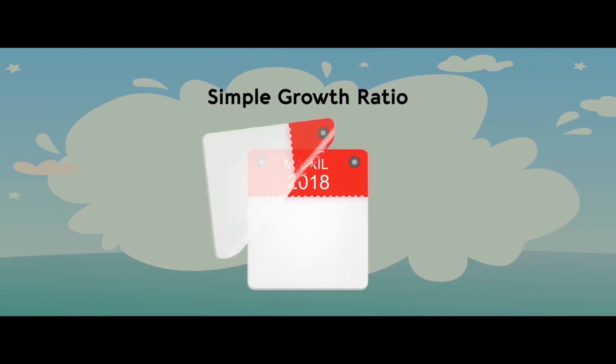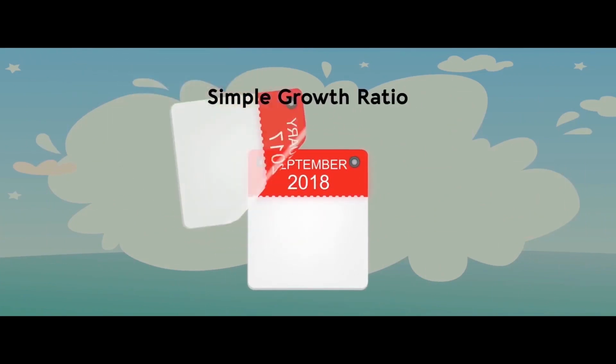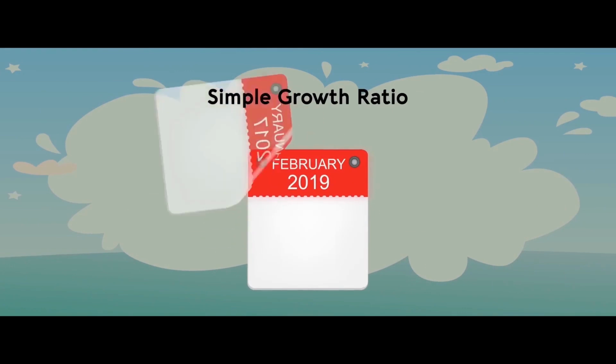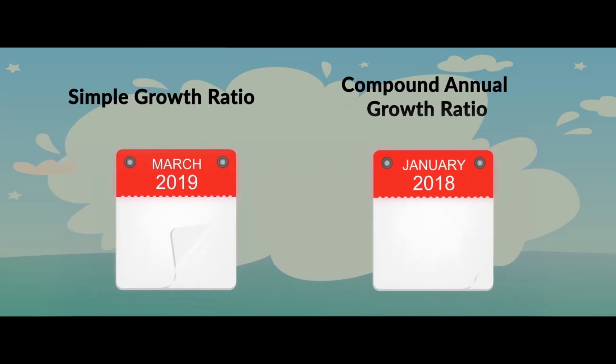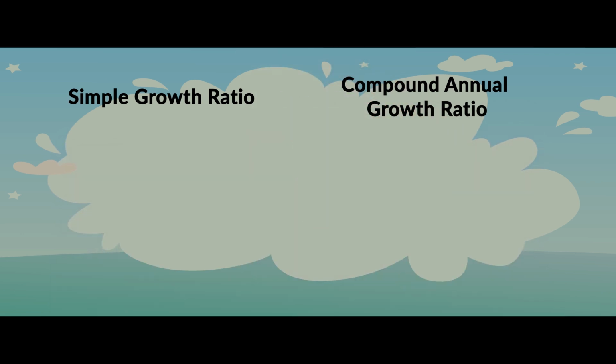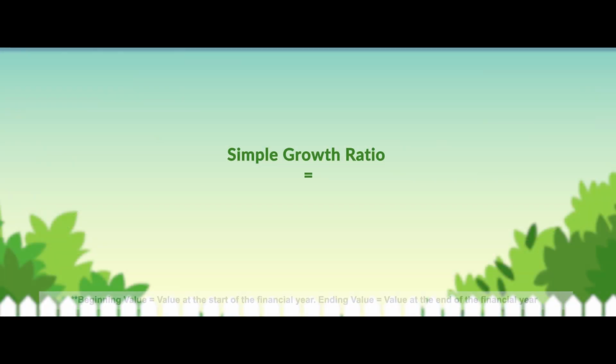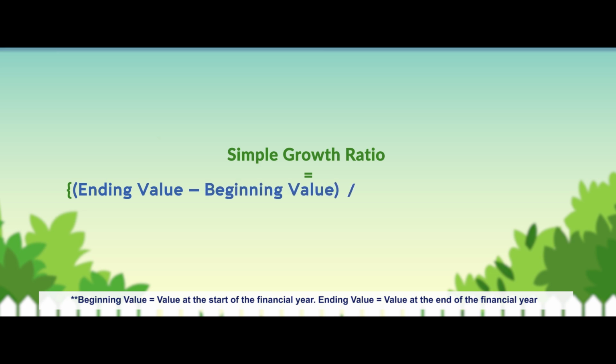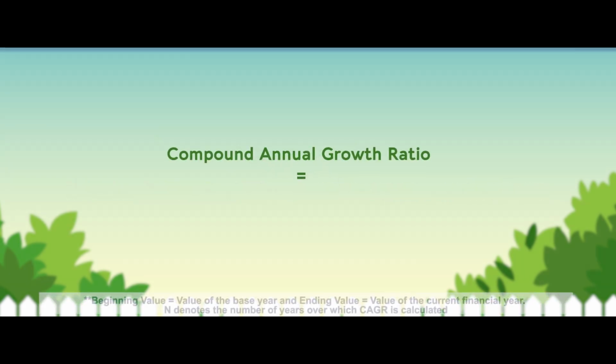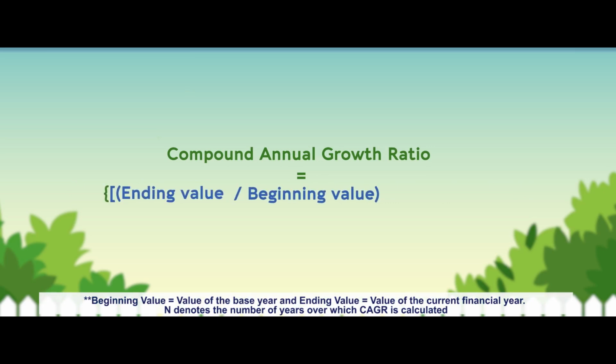Meanwhile, can you tell me the 2 types of growth ratios? Simple and compounded? Correct. Simple growth ratio gives us the growth over one time period to another, say year on year or quarter on quarter, while the compounded growth ratio gives us the mean annual growth rate over a specified number of years. Here's the formula for simple growth ratio: ending value minus beginning value divided by beginning value, all into 100. And here's the formula for compounded growth ratio: ending value divided by beginning value raised to 1 divided by number of years, minus 1, all into 100.